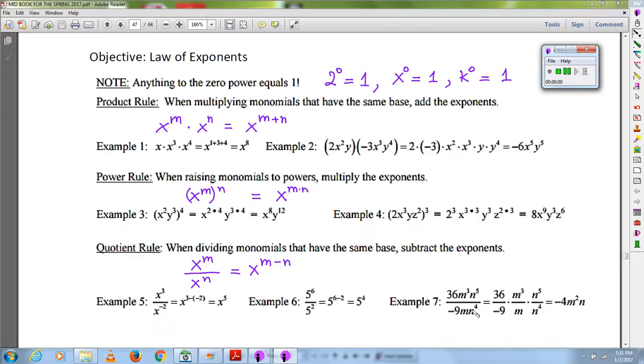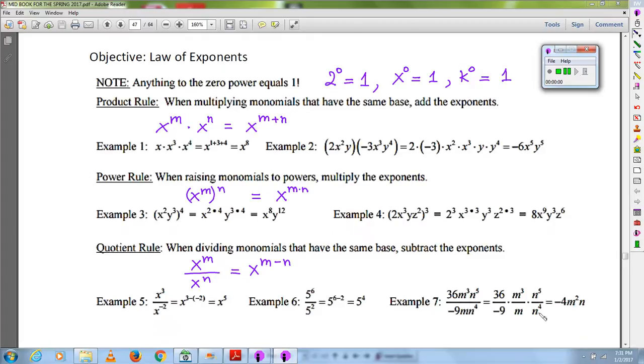And the last example, here we divide two monomials. Again, we have 36 m to the power 3 n to the power 5 divided by negative 9 m n to the power 4. So you divide the real number by the real number, 36 divided by negative 9, m to the power 3 divided by m, so we make sure that they have the same base, and n to the power 5 divided by n to the power 4.